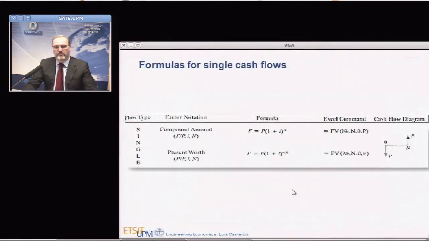So let's advance. According to this book, you have here the different formulas. For single cash flows, the compound amount, as you know, the future value, is equal to P times 1 plus i to the nth power. In the Excel, you have the cash flow diagram. Either we know the P or we know the F value. We know the interest rate and the n, the term of the investment.